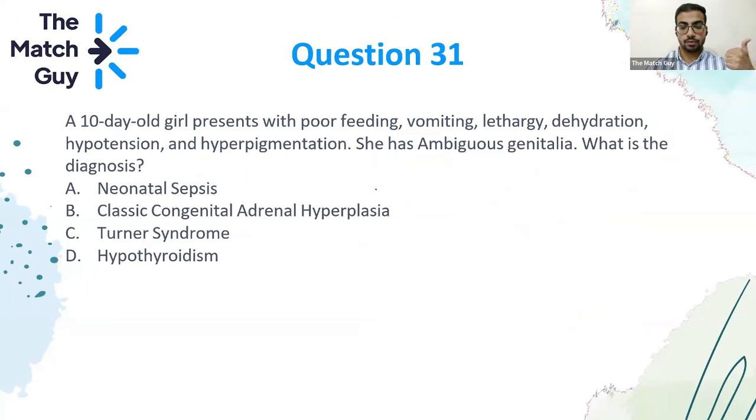Okay, let's go over the next question. We're also going to go back to the previous question after we finish this one to try to contrast between both of them. So we have a 10-day-old girl that presents with poor feeding, vomiting, lethargy, dehydration, hypotension, and hyperpigmentation. She has ambiguous genitalia. What is the diagnosis? What do you guys think?